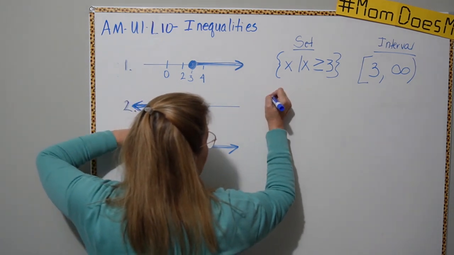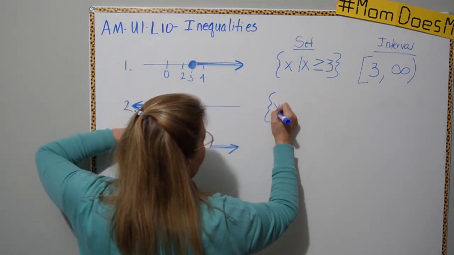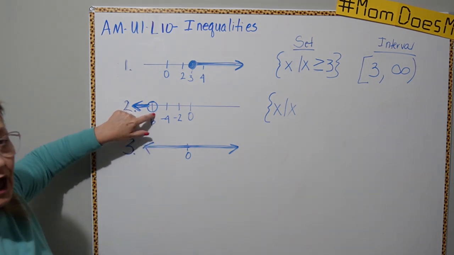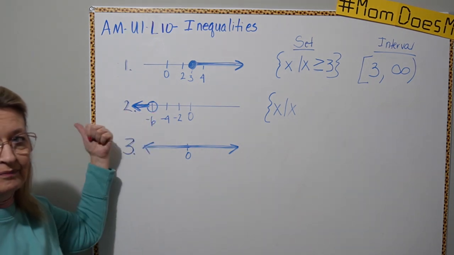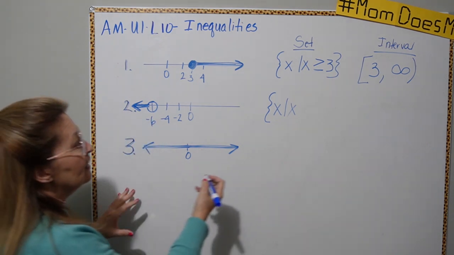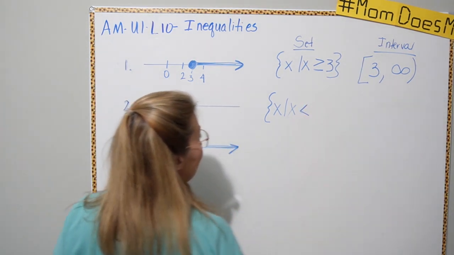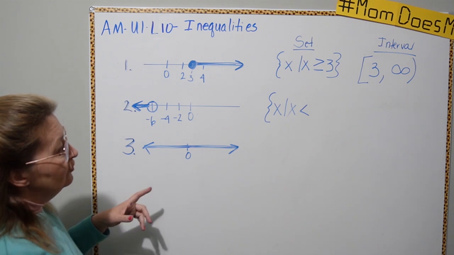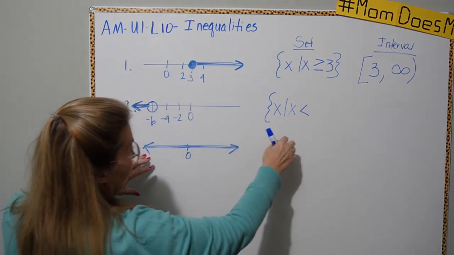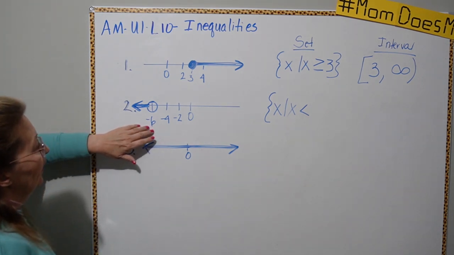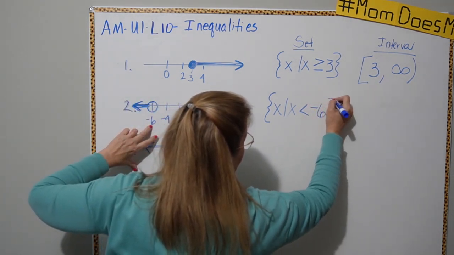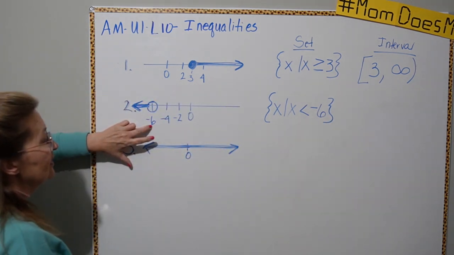All right, let's look at this one. My set notation, I'm going to start with a bracket and x such that x. Okay? Now I have an open dot this time, and my set is going to the left towards the numbers that are less than. So it's just going to be the less than symbol. If you notice, this symbol points the direction that the arrow is going. So that might help you there. Okay, what number am I at? -6. So that's all there is for set notation.